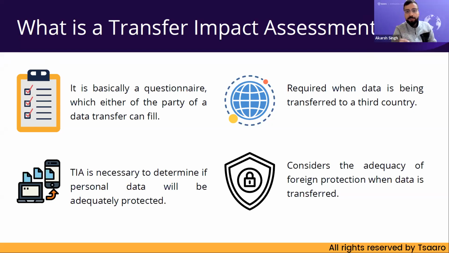So Pulkit, my question to you is, how do you look at a TIA? The first question is, what is a TIA according to you, and why is it so important?